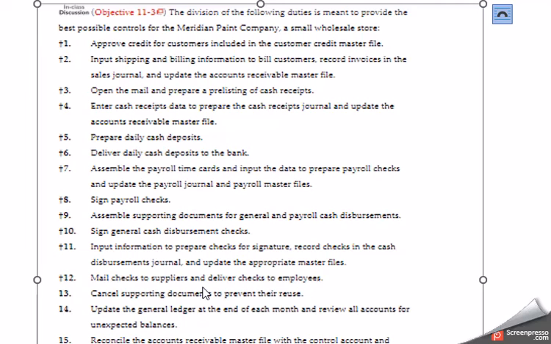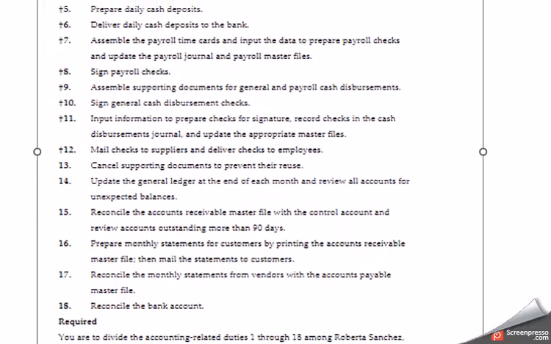Okay, so here is a video on an example from chapter 11 on the internal control structure and the framework of how companies should set it up. So we have division of duties, which is meant to provide the best possible controls for this small wholesale store. We have 18 different duties.